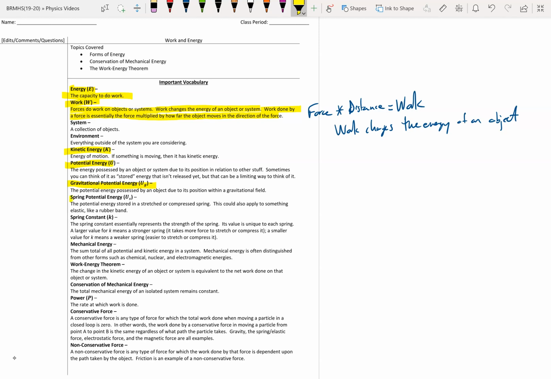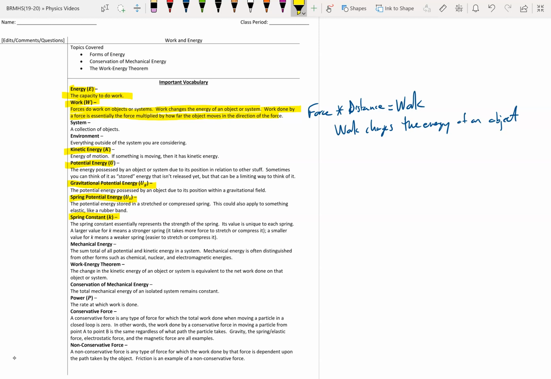Spring potential energy is similar. It's like energy you can store in a spring or an elastic band. You stretch it out or expand it, and you have energy that's stored in there. If you let go of it, it's going to snap back. You'll have kinetic energy that's being transformed after you let go of it. Or you could compress a spring. And the spring constant k is used in defining exactly how much spring potential energy there is, and also defining what the spring force is for a certain spring.